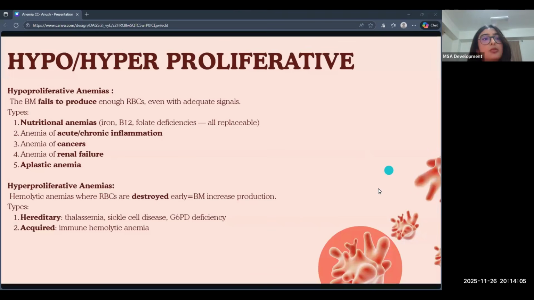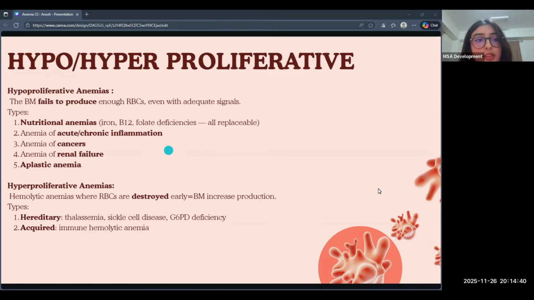Okay, now let's move on. So I said hypoproliferative anemia is when the bone marrow fails to produce enough RBCs. Okay, the reticulocyte count is low because why? The reticulocytes are a step before the mature RBCs. So there are different types of these. There's nutritional anemia. Nutritional anemia could be because of iron, B12, and folate deficiencies. All of these are replaceable, which means that if you supplement your diet with these iron, B12, and folate, you can basically fix the issue.